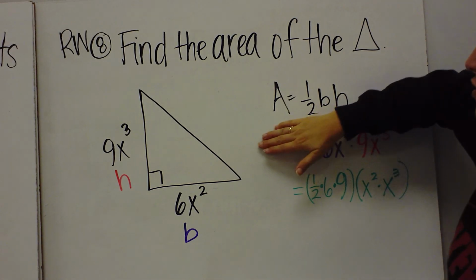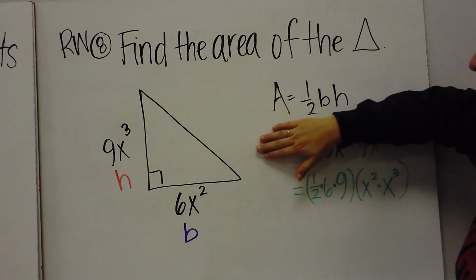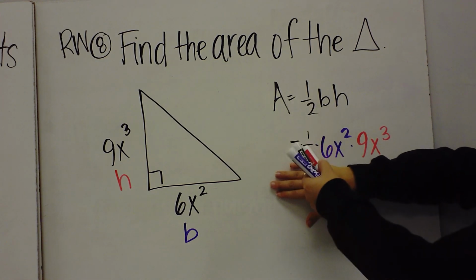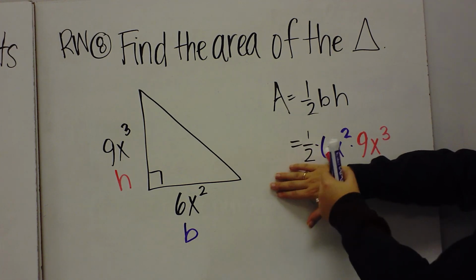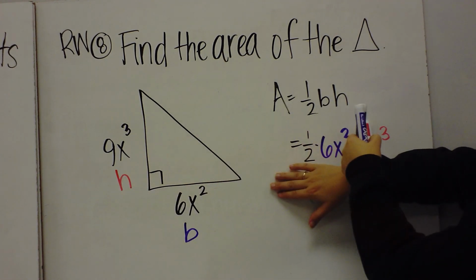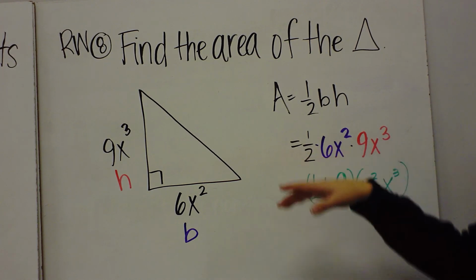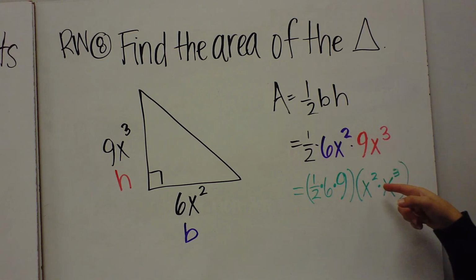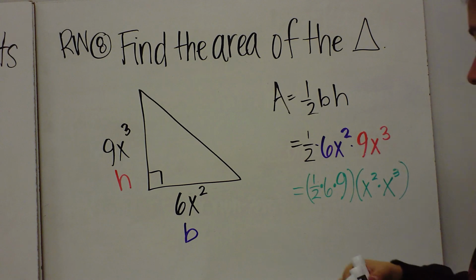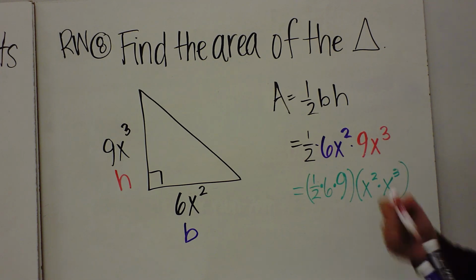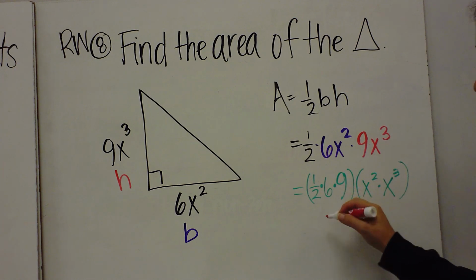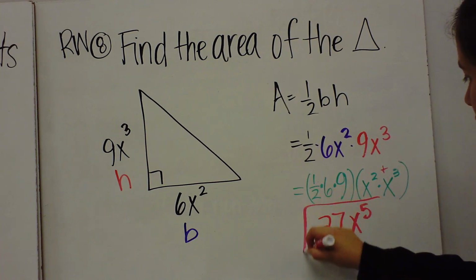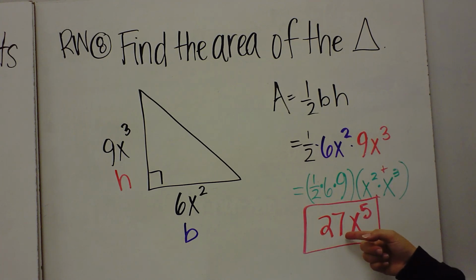So here's the formula for area, just in case you've forgotten. 1/2 base times height. And then I've shown you where I've substituted. I brought down my 1/2. I took my base. And then I took my height. And now I've used my exponent rules. So I have 1/2, 6, and 9. And then x squared and x to the 3rd. So I know that 1/2, 6, and 9 is 27. And 2 plus 3 is x to the 5th. So the area is 27x to the 5th.